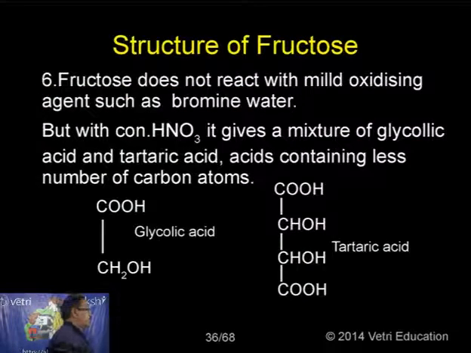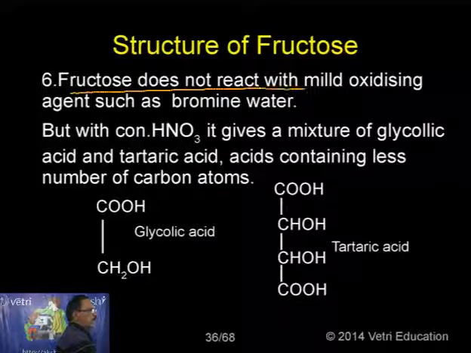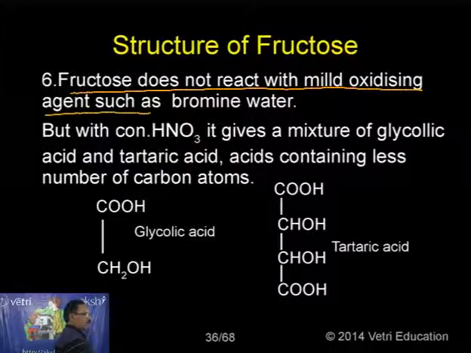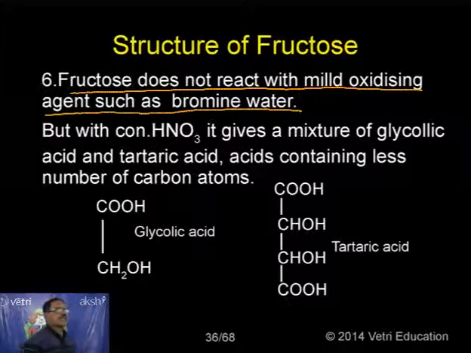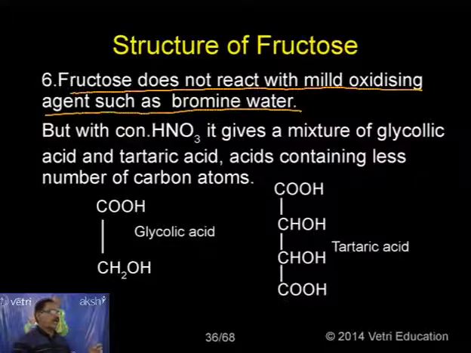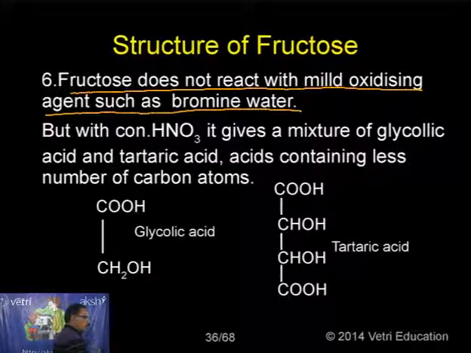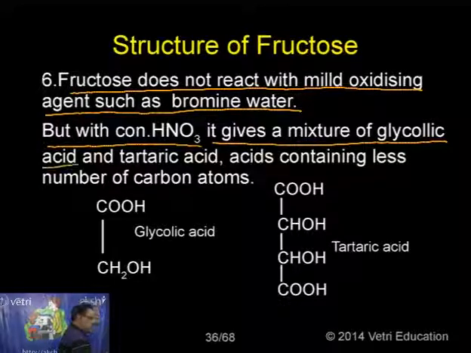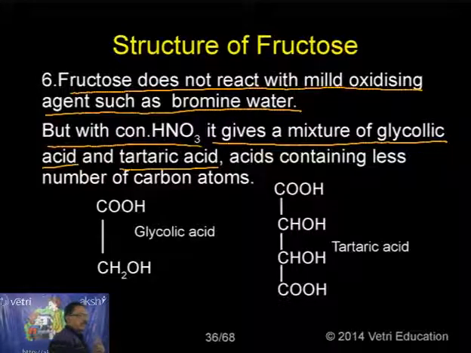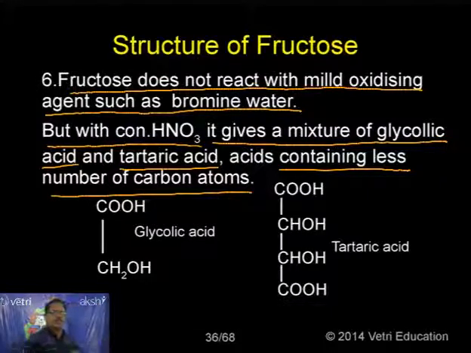The next one, step 6. Fructose does not react with a mild oxidizing agent such as bromine water. We have already discussed that glucose reacts with bromine water to give gluconic acid. But in this case, it does not react because it is not easily oxidized. Whereas with nitric acid, it gives a mixture of glycolic acid and tartaric acid, a mixture of 2 acids containing a smaller number of carbon atoms. This is the most important information.